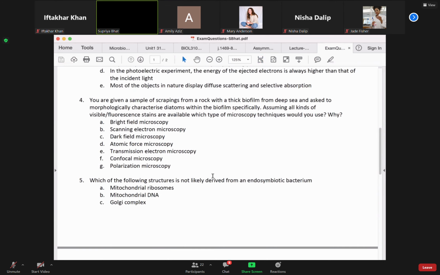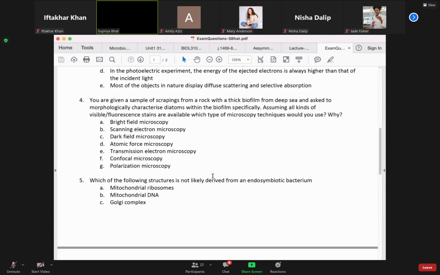So the diatoms are embedded in the biofilm, and what type of microscopy would you use to specifically morphologically characterize the diatoms? You have to sometimes pay careful attention to what we are trying to address. Like I said, the ideal technique based on my microscopy experience would be confocal, because confocal has a pinhole that rejects out-of-focus light, and it has the ability to focus on different levels along the Z dimension.